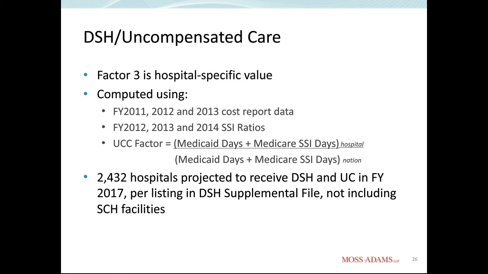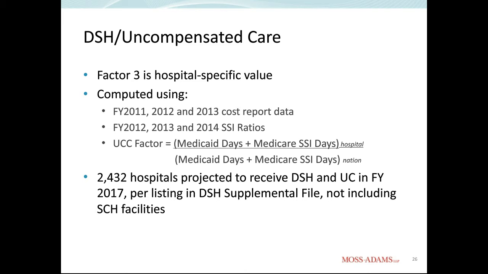This is probably the area that's most controversial in the final rule. Up to this point, the distribution of the DISH payment pool has been based on a hospital's SSI ratio and Medicaid patient day ratio, and that's derived from single year cost report information. CMS has decided to make a change beginning this cycle. The factor 3 distribution is now going to be based off of a 3-year average of your SSI ratio, as shown on the screen, and a 3-year average of your Medicaid patient days.